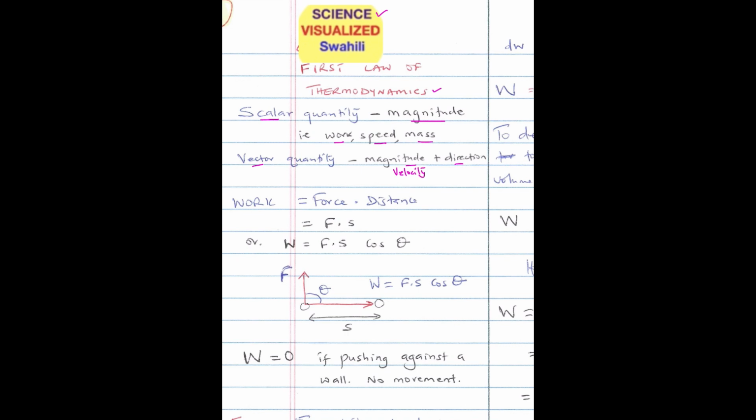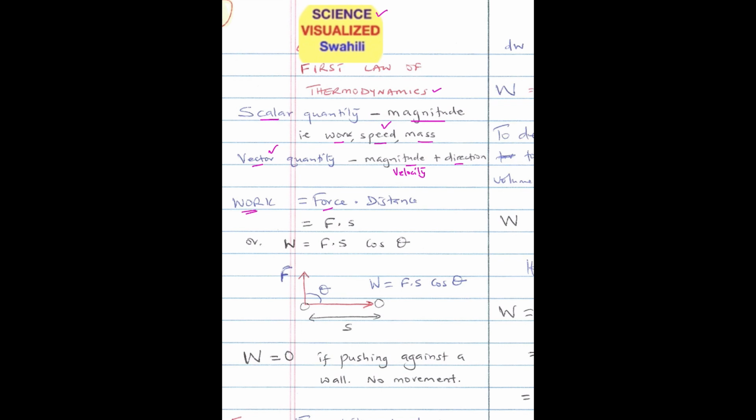So for example, if you say somebody is traveling 30 miles per hour, that's going to be speed, and that's a scalar quantity. But if you say that person is traveling 30 miles per hour east, then now you have included direction and it becomes a vector quantity. Now let's continue. And let's focus on work.